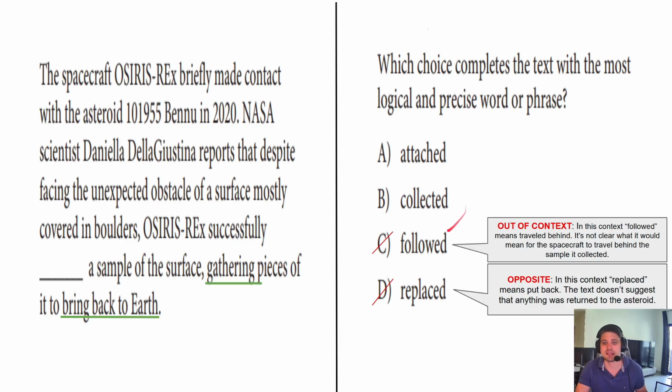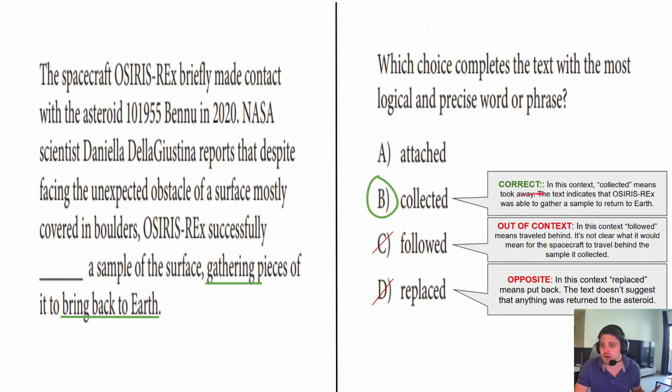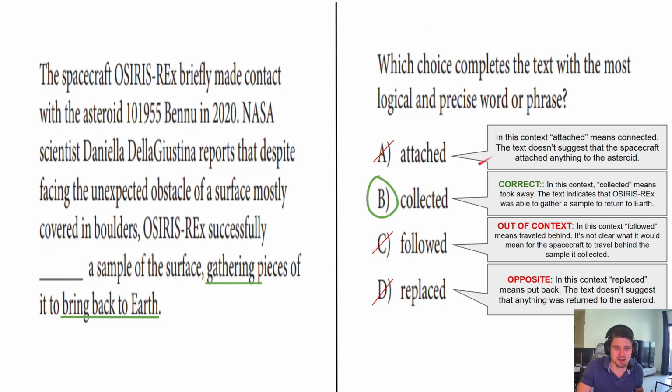So now we're left with attached and collected, and the question is, which term is a better synonym for gather? And if you said collected, you're correct. In this context, collected means took away. The text indicates that OSIRIS-REx was able to gather a sample to return to Earth or collect the sample and bring it back to Earth. Attached, I guess that could work, but collect is the better answer of the two. In this context, attached means connected. The text doesn't suggest that the spacecraft attached anything to the asteroid.